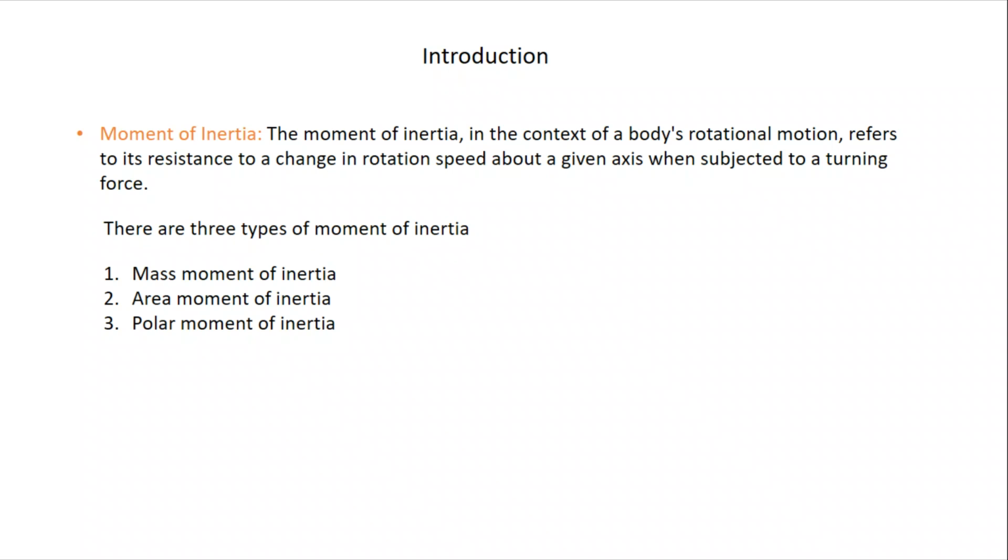There are three types of moment of inertia: mass moment of inertia, area moment of inertia, and polar moment of inertia. So out of these three, we'll see the area moment of inertia.